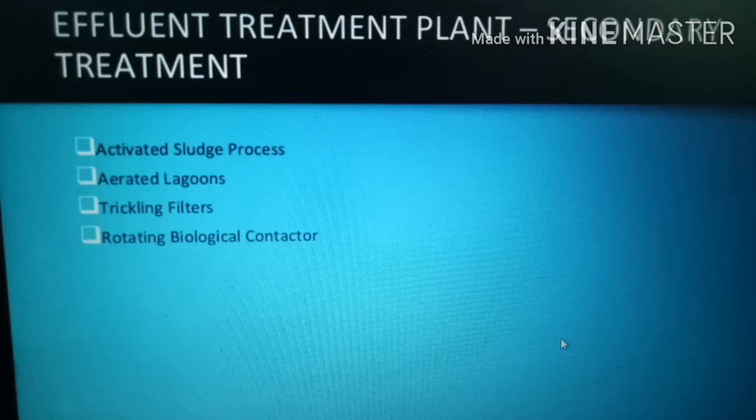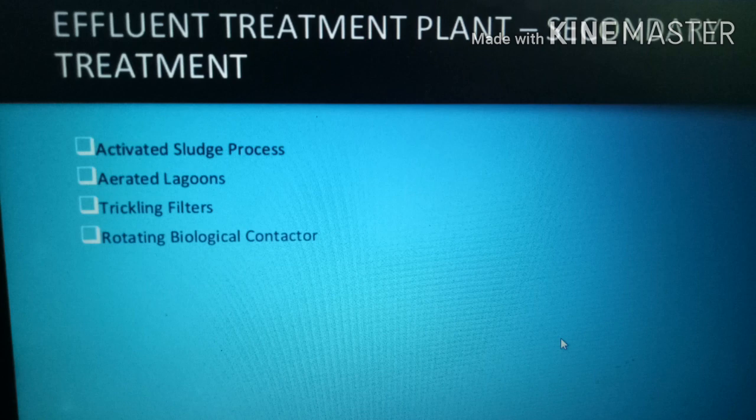And the next topic, secondary treatment. Effluent treatment plant, secondary treatment process. In this there are 4 steps available: activated sludge process, aerated lagoons, trickling filters, and rotating biological contactor.